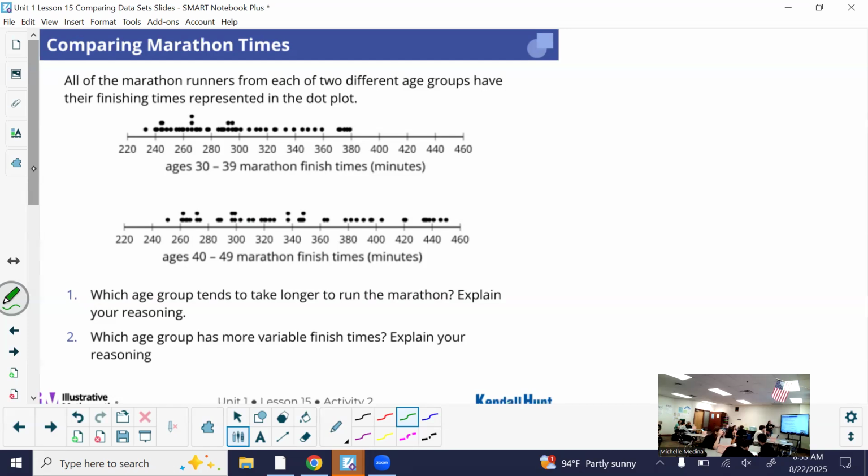So the questions are, which age group tends to take longer to run the marathon? And which age group has more variable finish time? So think about it, respond to it. I'm gonna have you vote in like a minute. Based on these dot plots, answer these two questions.